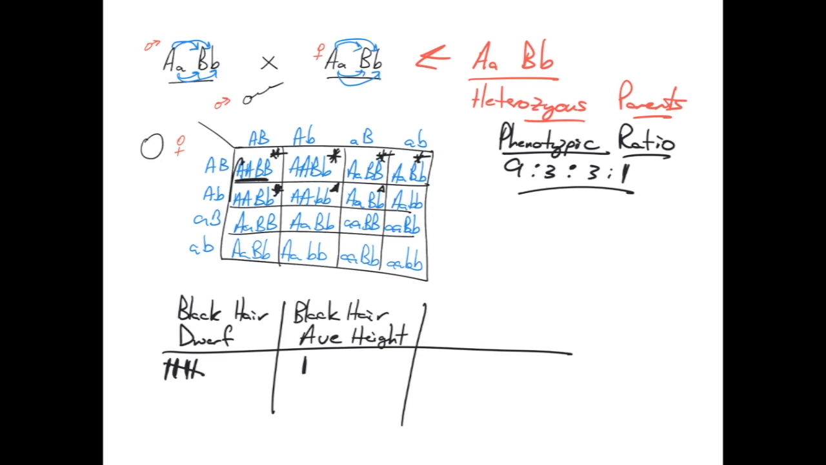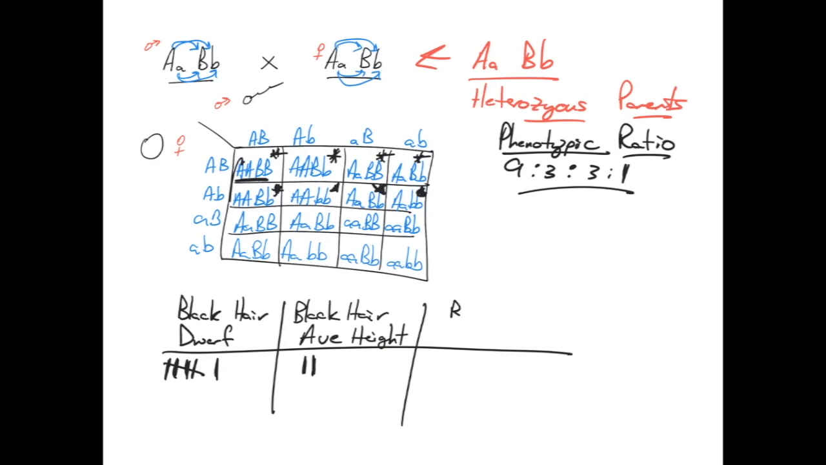Black hair, average height. Is it black hair and average height? Oh, no. It's black hair and dwarf. So that's six, right? What's the next one? Black hair and average height. So that's another one of these, isn't it? So that's another one of these. And this one's a star.